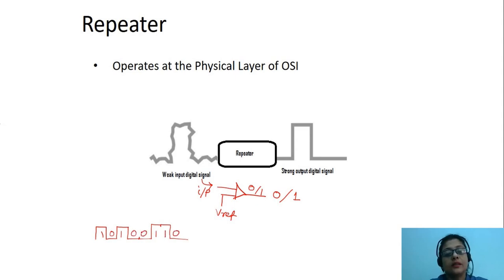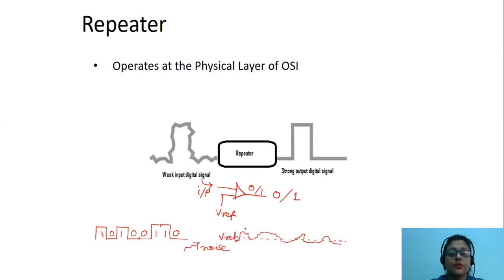Now, while this pulse is getting passed through the network, it may be hit by noise and it may be distorted. Let's say it becomes like this. Okay. Here we keep a reference voltage. This is the reference voltage, which is V reference.